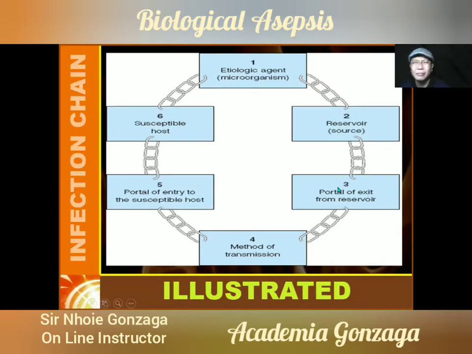Then number 3, portal of exit. From the reservoir, it comes out of the dog, or it comes out of the canal. And then the mode of transmission. For example, if it comes from the canal, a person with a wound steps over the canal, and from there germs enter the body. So this is now number 5, portal of entry to the susceptible host. Because of the wound on the foot that steps on the canal, the microorganism enters.